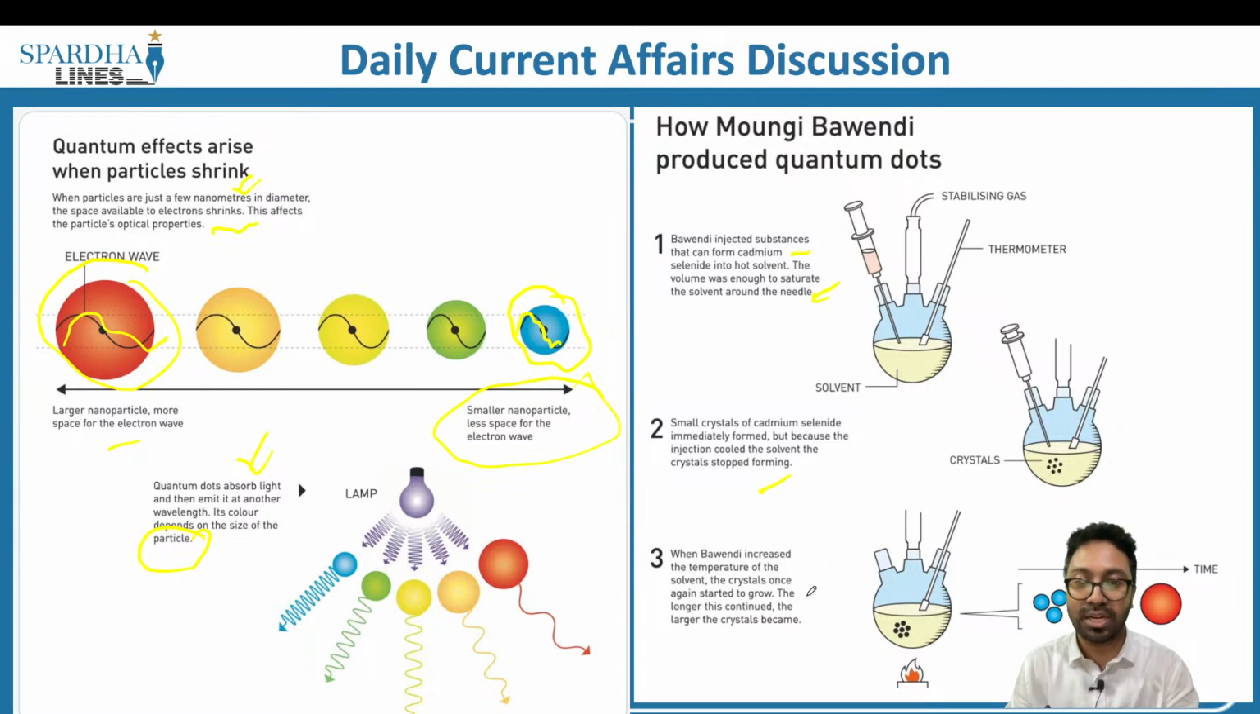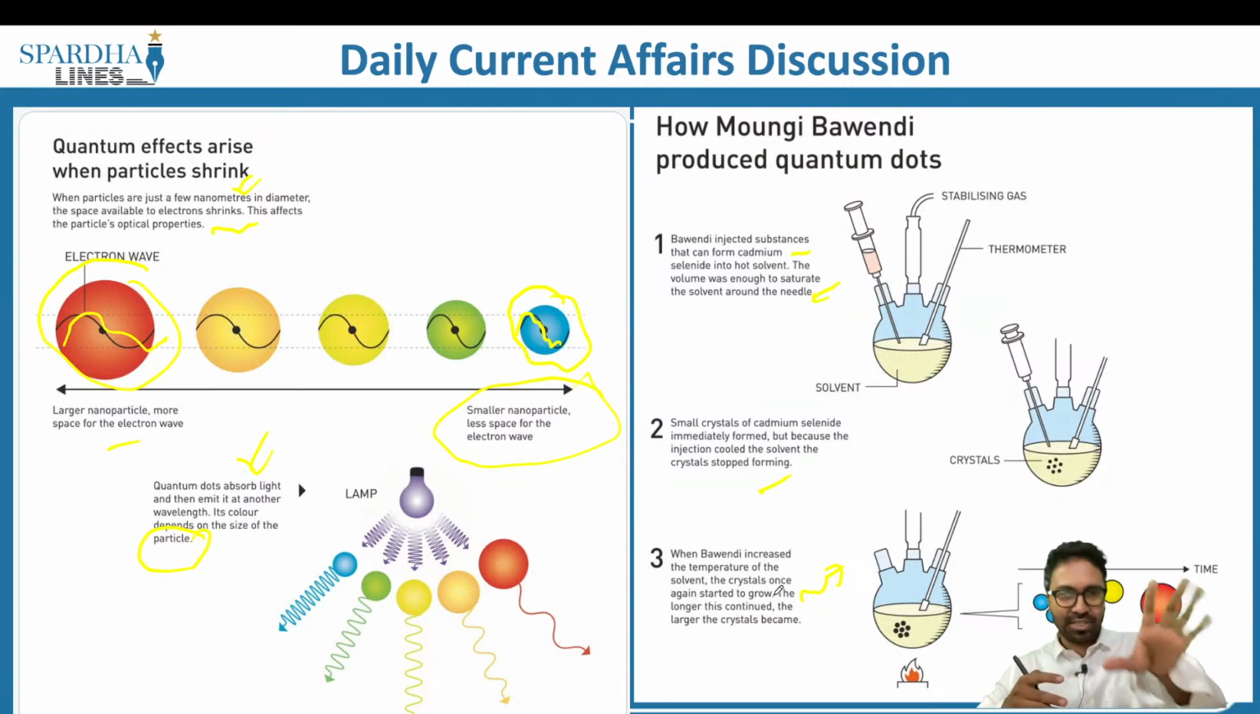The longer this continued, the larger the crystals became. So he was able to bring this particular change. They won't ask you this entire process, but for the sake of understanding, imagine this image and also look at the process of it. But what they will ask you for sure is who are the people who discovered, what is this quantum dot. Such questions will be asked in your preliminary examination.